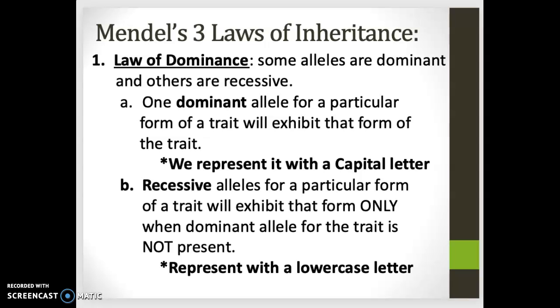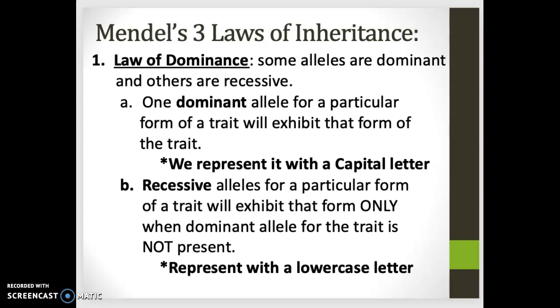So one dominant allele for a particular trait, you represent that with a capital letter when you're doing the genotype. And then recessive alleles, the only way you get these is if a dominant allele is not present. And the only way for a dominant allele to not be present is that you got both recessive alleles, one from each of your parents, right? So the only way to get a recessive trait to show up is if you are homozygous recessive.